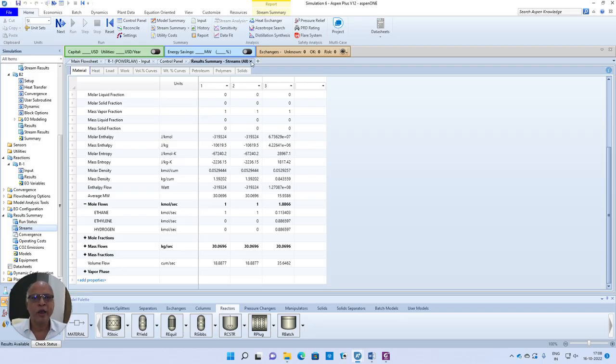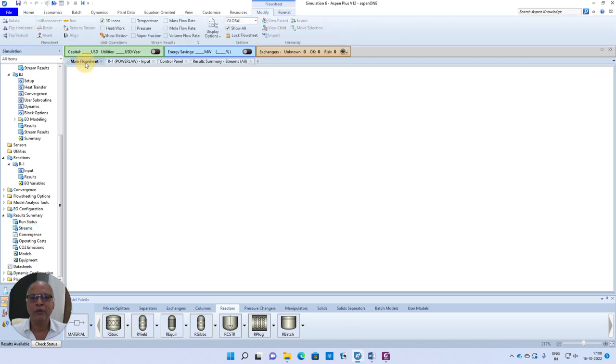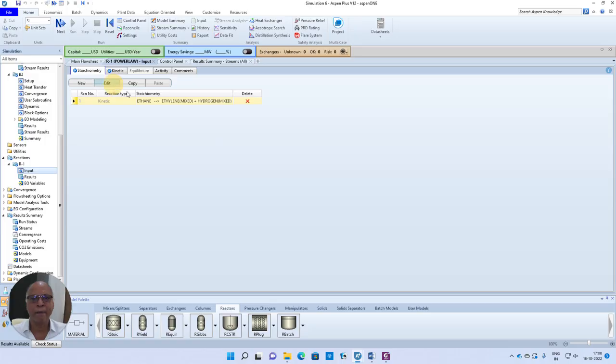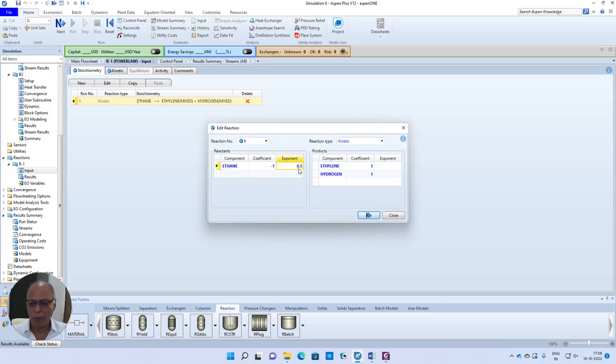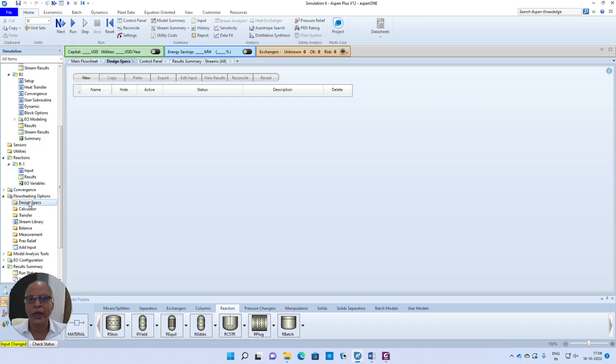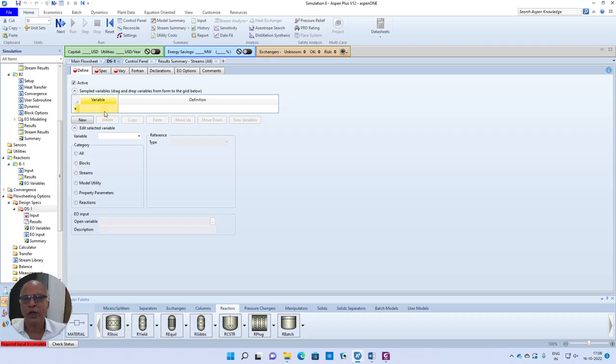In the same way, I'll go back and probably change the reaction back to first order. This is what we want to do: use a design spec to calculate the volume of the reactor required in order to obtain 60% conversion. So, a new variable, like what we did earlier, FA0.